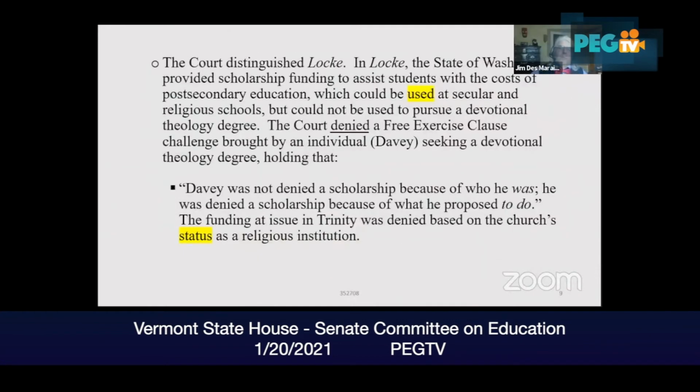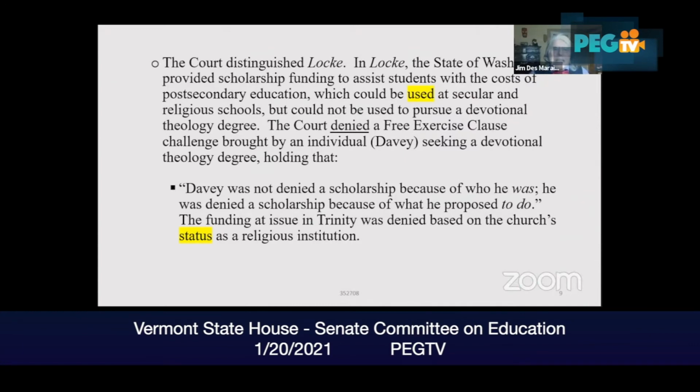Very importantly, and we'll come to this when we get particularly to Vermont's constitution, the court distinguished the Locke case. So in this case, this was a program by the state of Washington to provide scholarship funding to assist students with the cost of post-secondary education. It could be used at both secular and religious schools, but could not be used to pursue a devotional theology degree. So it could be used at both types of schools. It can't be used to pursue a religious degree.